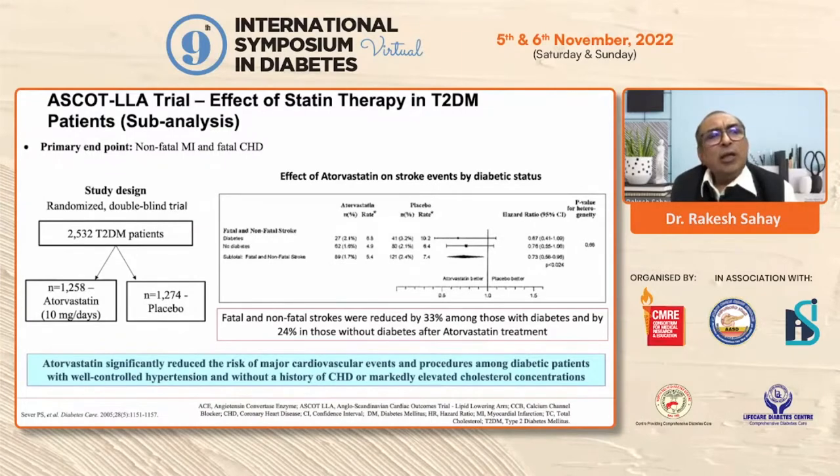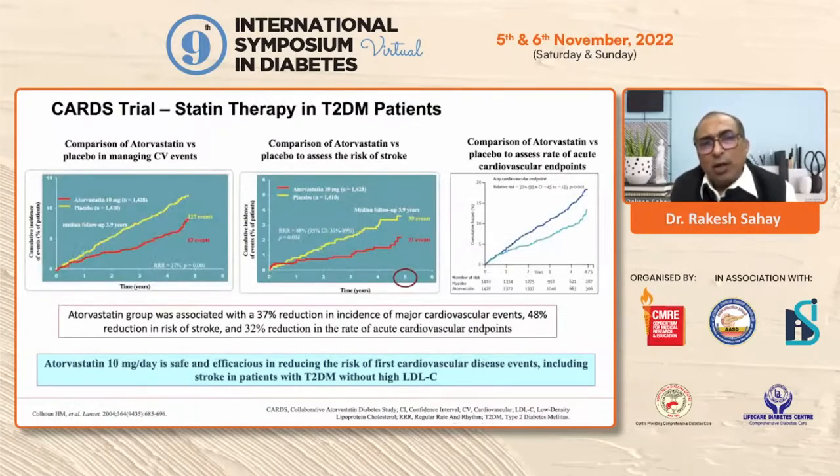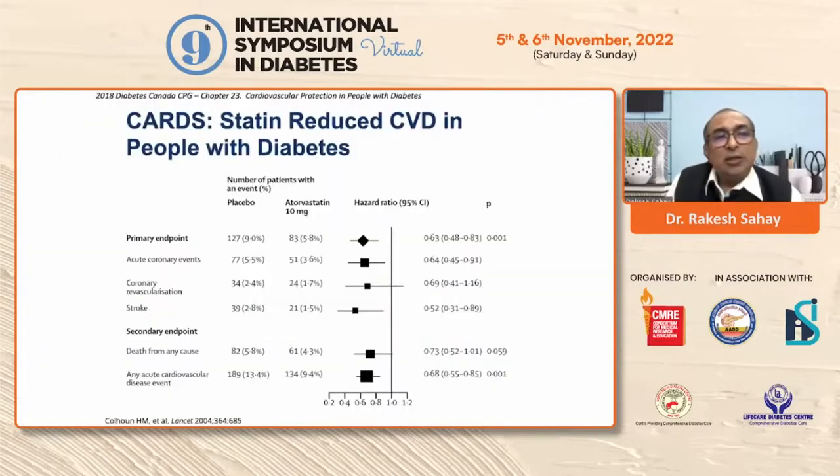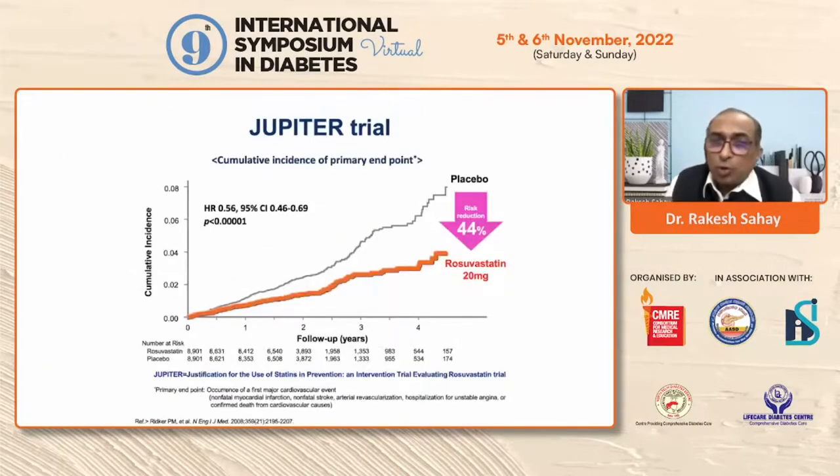The ASCOT-LLA trial also showed, in the subgroup analysis amongst the diabetic patients, a clear benefit in terms of reduction of cardiovascular events with the use of atorvastatin in this case. And the CARDS trial was a landmark trial which looked at using statins in people who had LDL cholesterol levels of less than 130. That 130 was considered the cutoff value at that point of time, and that study clearly showed that lowering the LDL levels below that did benefit even patients without previous cardiovascular disease, and clearly showed the benefit of the use of atorvastatin in this group of patients. The benefits were also shown by rosuvastatin in a primary prevention trial, with a 44% reduction in the risk of cardiovascular endpoints.